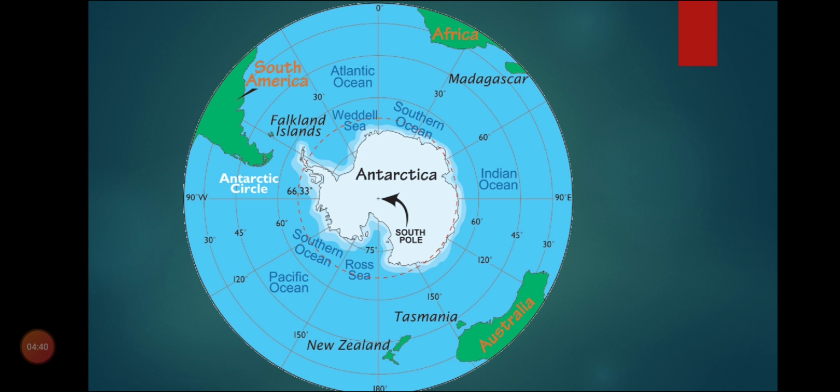So students, first you learn about the Antarctic region and then write about the Antarctic region. Then you fill in the summer pack about the Antarctic region.